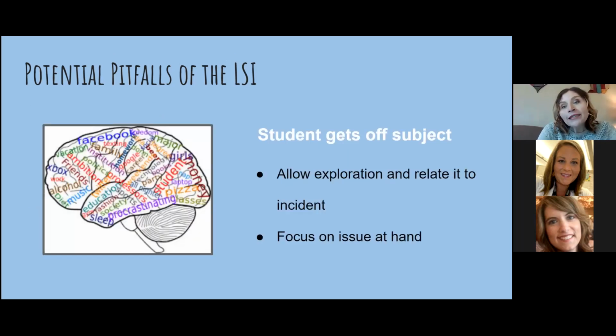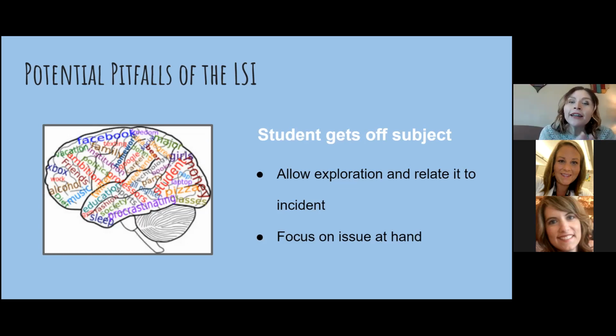Another pitfall that we sometimes see is a student gets off subject. So we're talking about an incident in the lunchroom, and then they start talking about recess the day before or something at home. Initially, what we really want to do is allow that exploration of what they're trying to say, because there may actually be some connection to the incident. When they're talking about recess, there may have been something at recess the day before that happened also with the student that they had the incident with today.